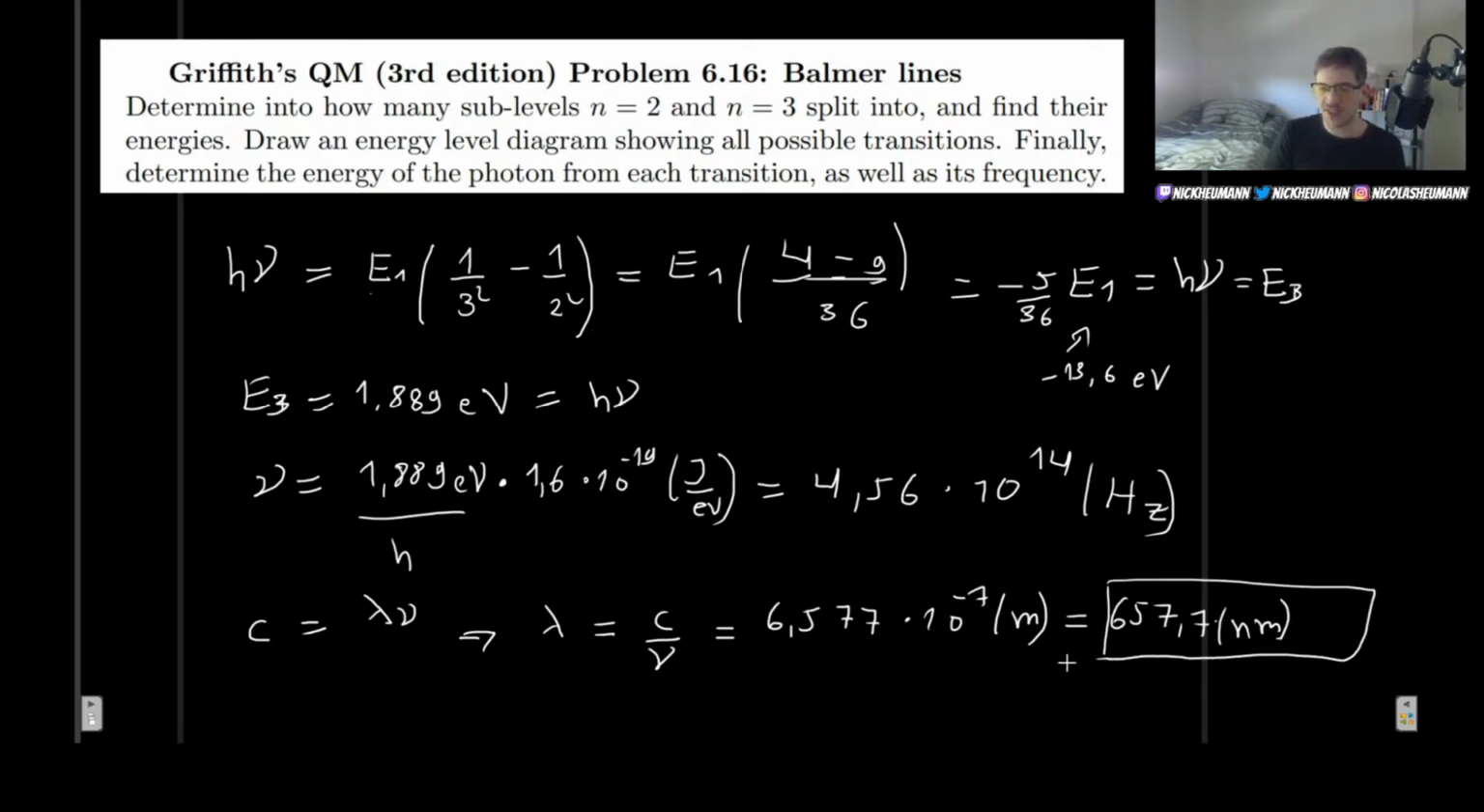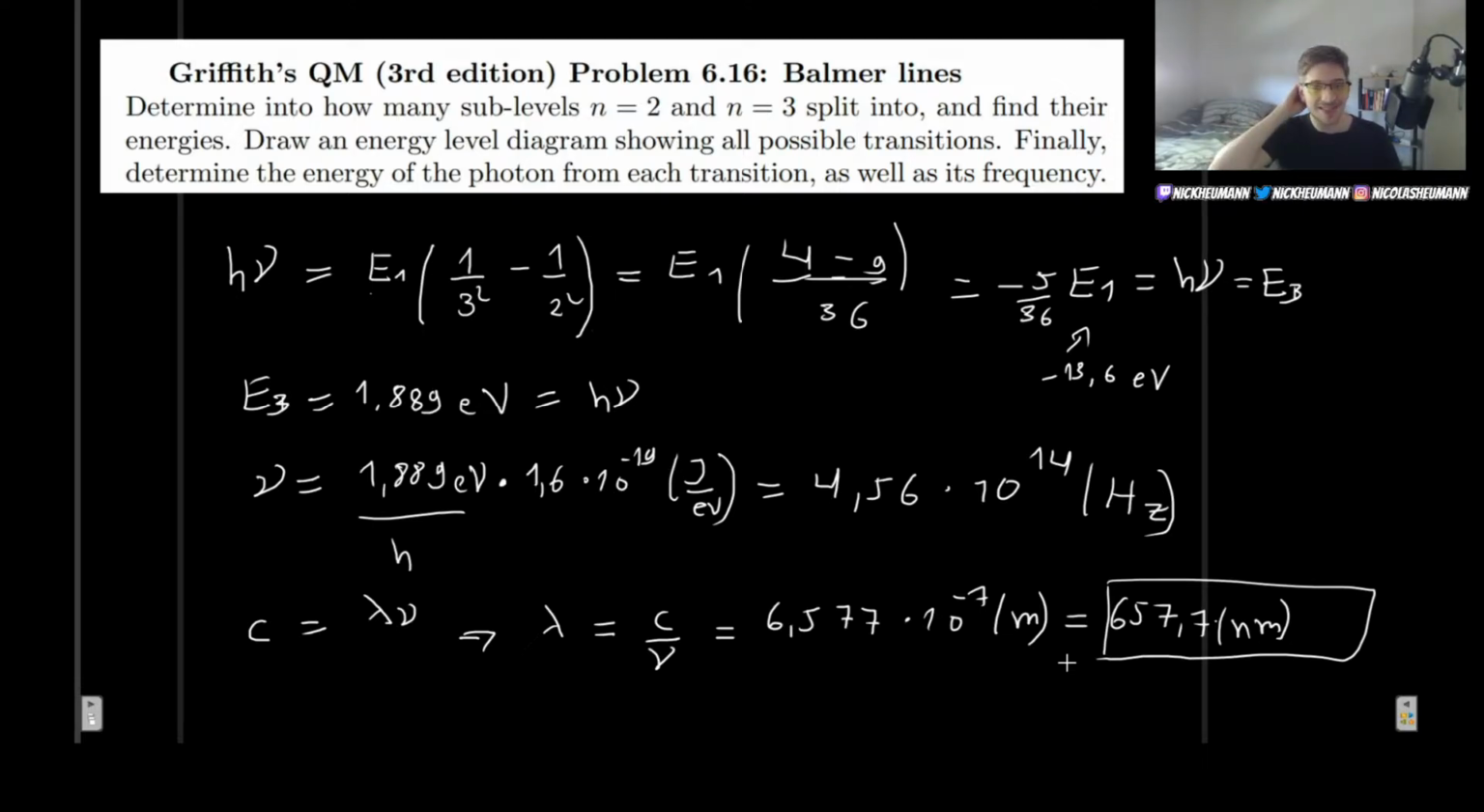So now we have the frequency, we have the energies, all good. This is the energy and frequency and wavelength from the transition from n equals 3 to n equals 2. All right, that's part number 1. We haven't really done anything new. Now is where the fun will begin.